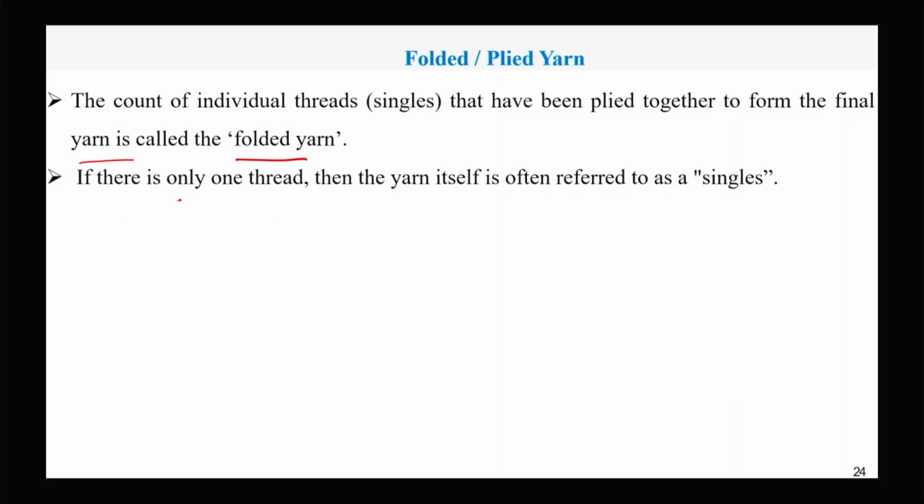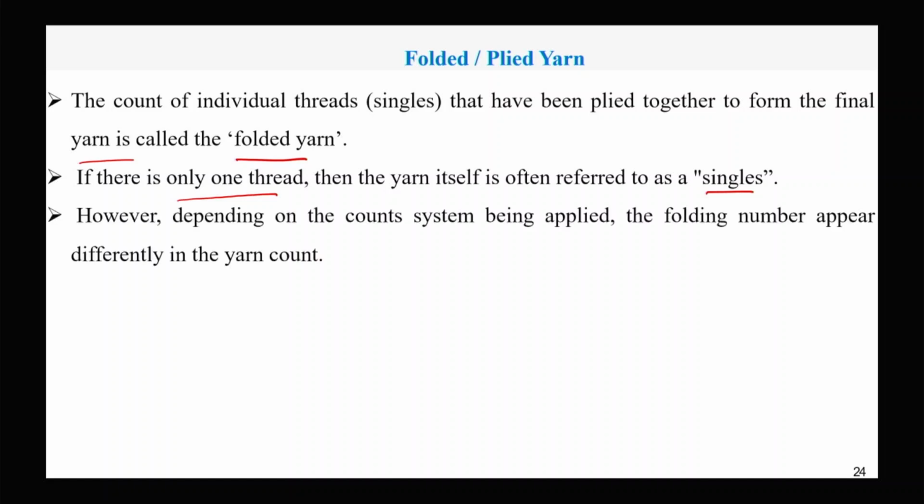If there is only one thread, then the yarn itself is referred to as single yarn, or in a folded yarn the individual components are called singles. Okay. If we want to calculate the linear density, depending on the count system being applied, the folding number appears differently in different count systems. Okay.